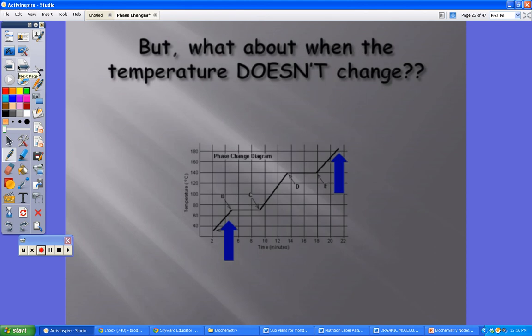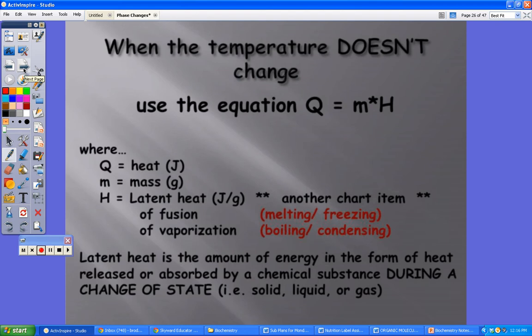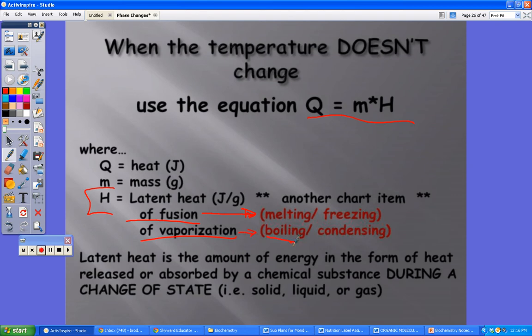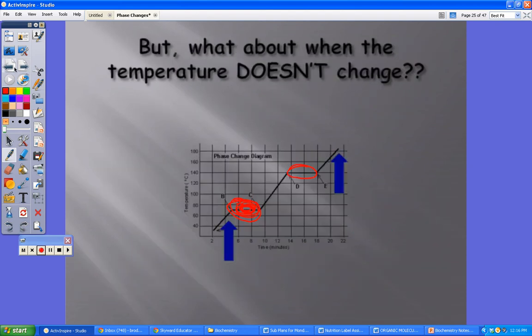What does it say about when the temperature doesn't change? So when the temperature is not changing, the regions of this graph here and here at the plateaus, we use a different equation. That equation is Q equals mH, where H is the latent heat of either fusion or vaporization. And so fusion correlates to if it's on the melting or freezing part of the graph, so down here, melting and freezing, or if it's at the vaporization, the boiling or condensing point. So going back here, now it's at this part.